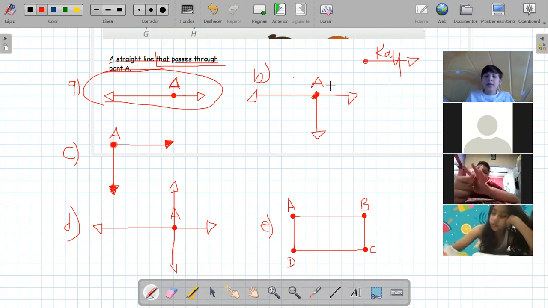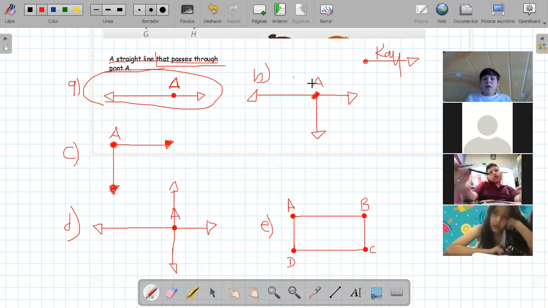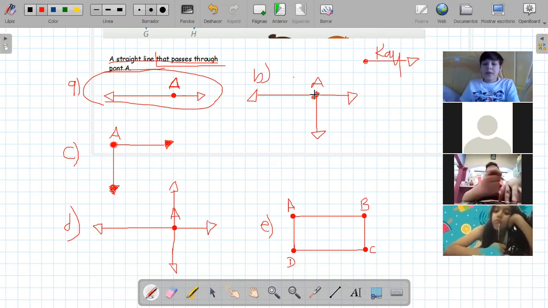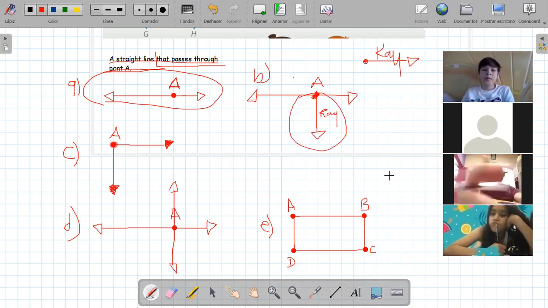And it says a ray with origin point. What is the origin point? The point. And as I told you, it doesn't matter the position. I'm going to make the ray, and I have a ray line here. Okay, exercise F.